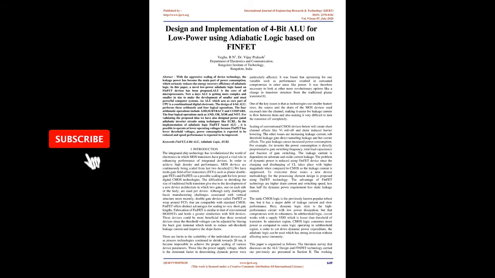Design and implementation of 4-bit ALU for low power using adiabatic logic based on FinFET. Abstract. With the aggressive scaling of device technology, the leakage power has become the main part of power consumption, which seriously reduces the energy recovery efficiency of adiabatic logic. In this paper, a novel low-power adiabatic logic based on FinFET devices has been proposed.